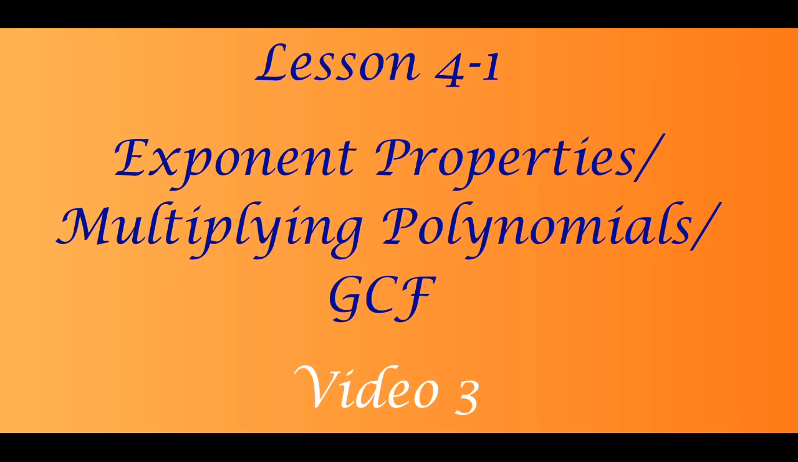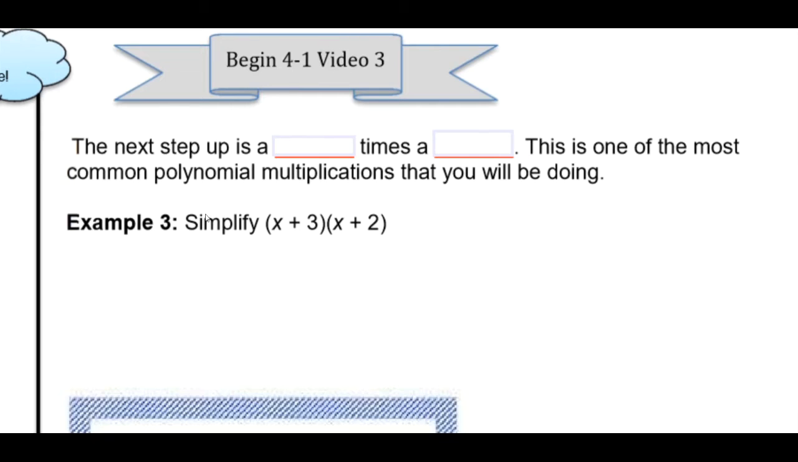All right, video 3 of 4.1. We're still multiplying polynomials, but here's where it starts to get quite a bit more complicated. The next step is we're going to multiply a binomial times a binomial. Remember, binomial means two terms.